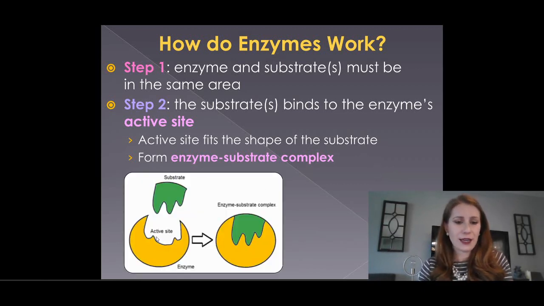And we can see that here. We've got an active site, and notice this active site is differently shaped than this substrate here. So what happens is the substrate will enter the active site, and then the active site will do that conformational change, that shape change, in order to fit the substrate exactly. And that's what forms that enzyme substrate complex. So those are the first 2 steps.